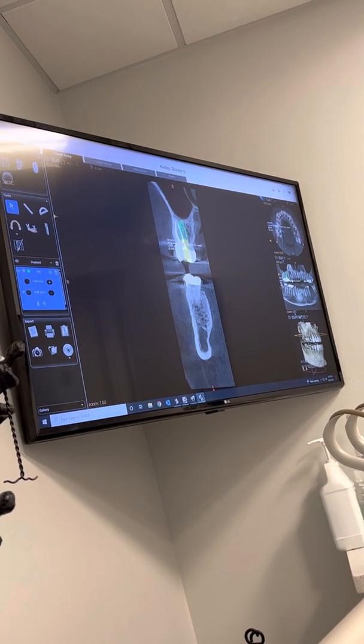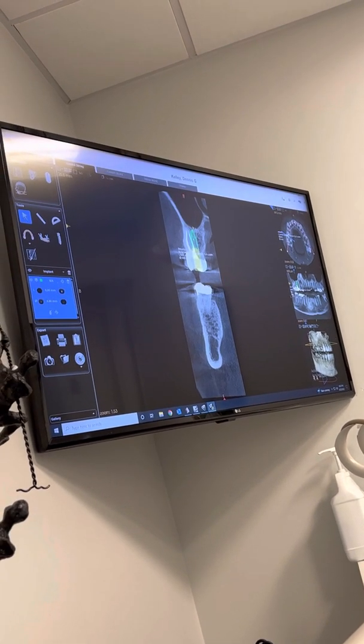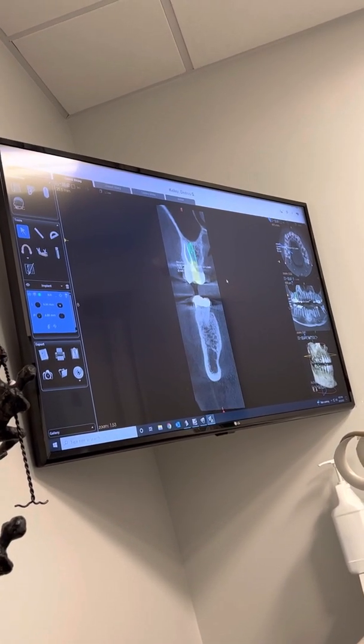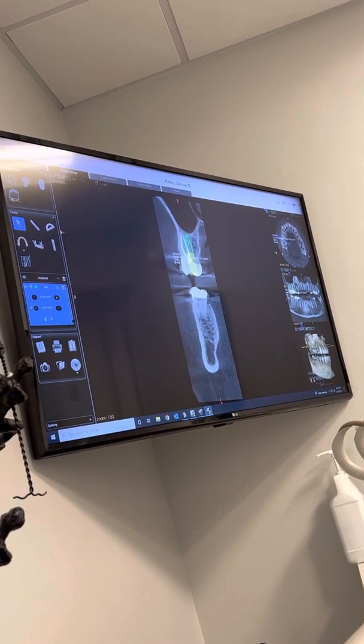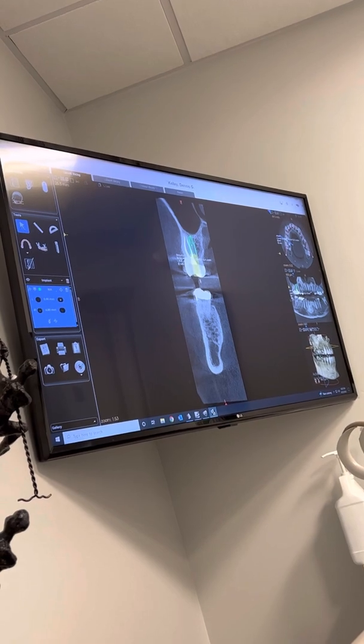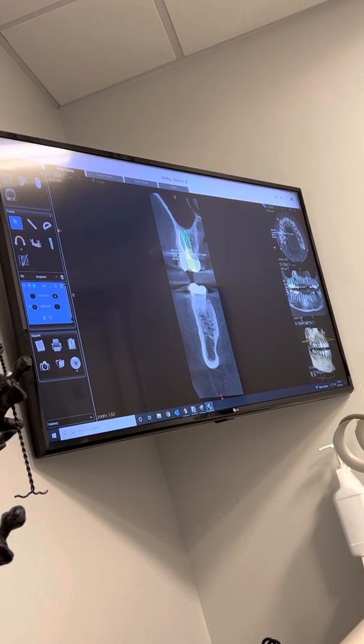Now you can already see that I can fit an 8 millimeter implant without even touching your sinus, so there's no sinus lift required in your procedure. Most of the time when we're doing these maxillary molar implants, we have to do a sinus lift at the same time, but you're lucky because your anatomy doesn't need that.